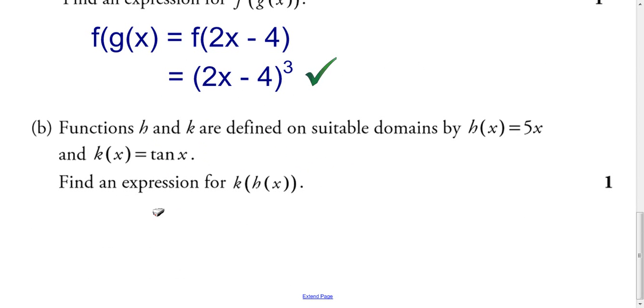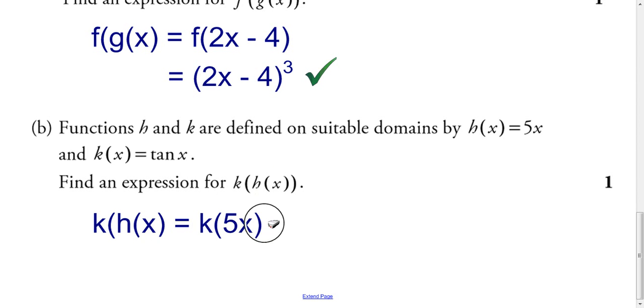The last question is a similar idea. Functions h and k are defined in suitable domains by h of x equals 5x and k of x equals tan x. Find an expression for k of h of x. So I look to see what h of x is, and it's 5x, so I'm putting 5x in the brackets. So k of h of x is equal to k of 5x. I'm putting 5x into the k function, which means 5x goes there. So really that is tan of 5x. Mark.